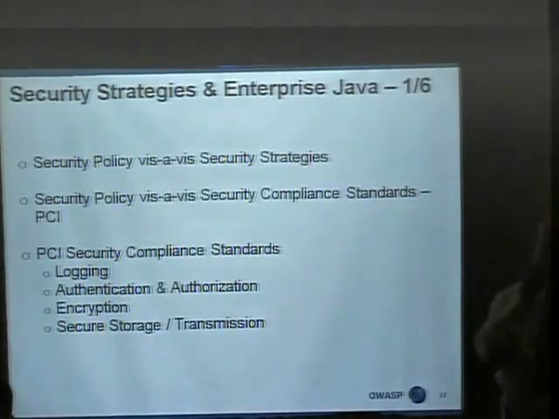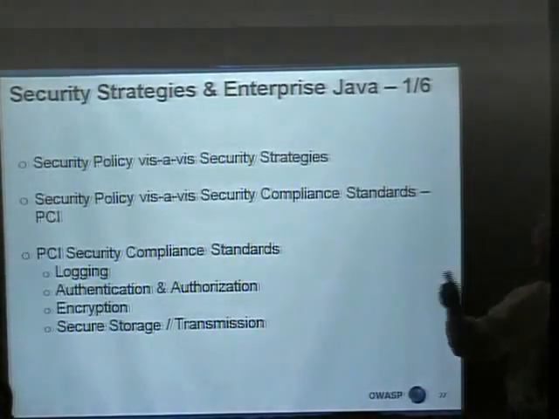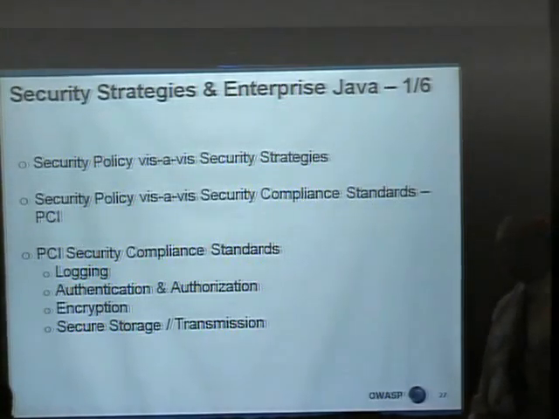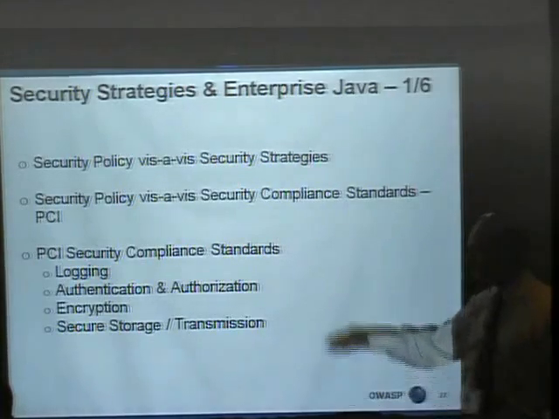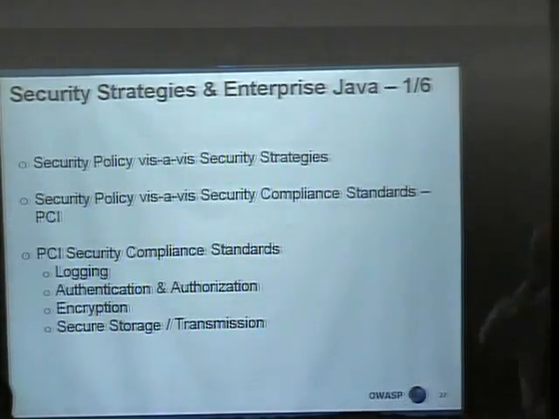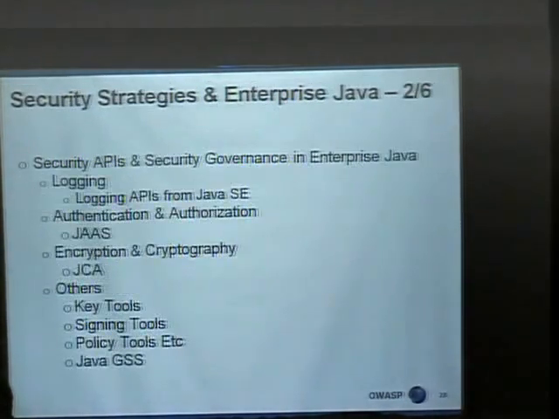And he has given a list of several things, the list of 14, right? The PCI standard wants you to enforce those 14 standards, and most of them fall into the following categories: the logging, authentication and authorization, encryption, secure storage, or secure transmission. So I'll pick up one by one. Let's try to go deep into that.